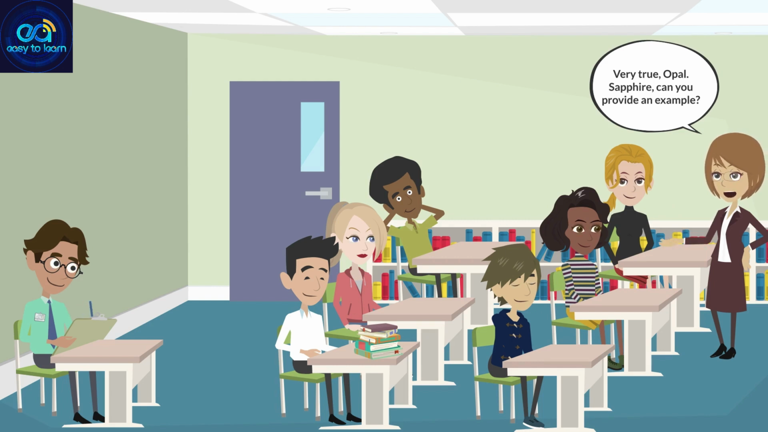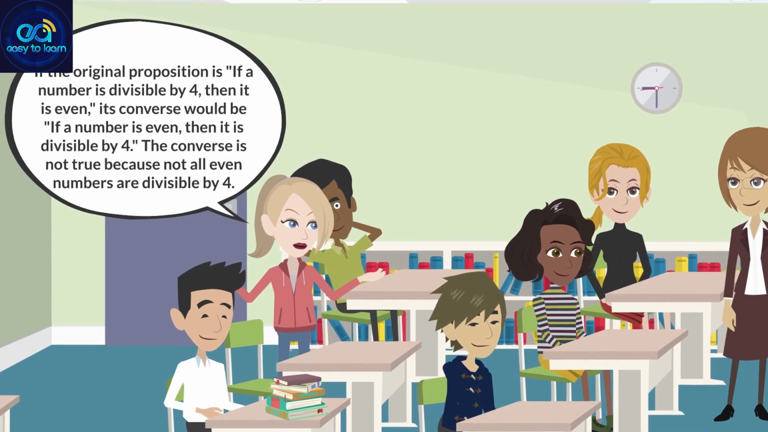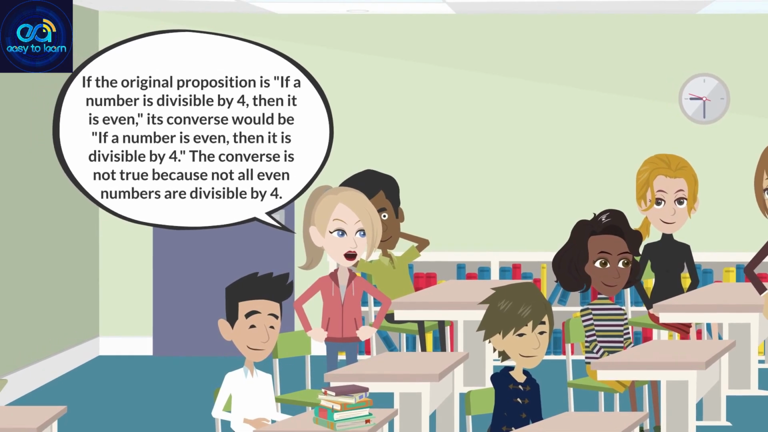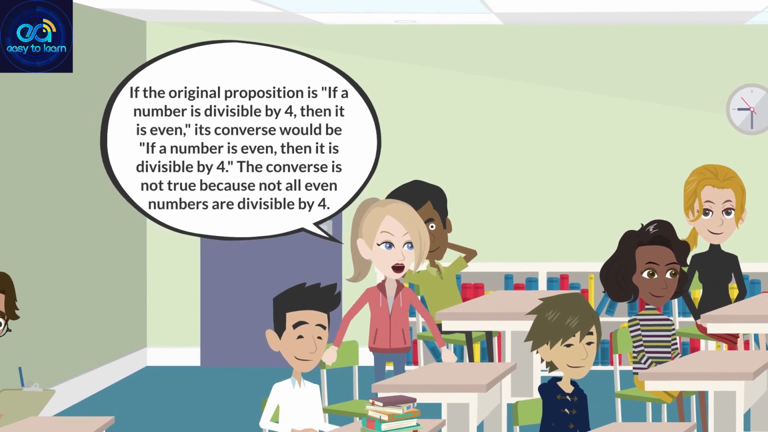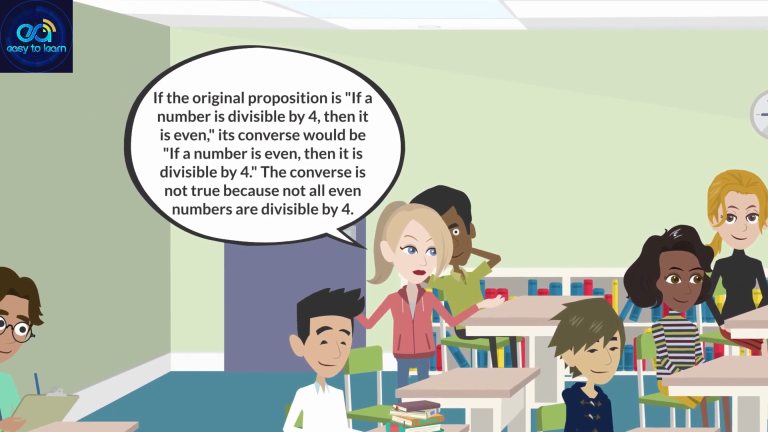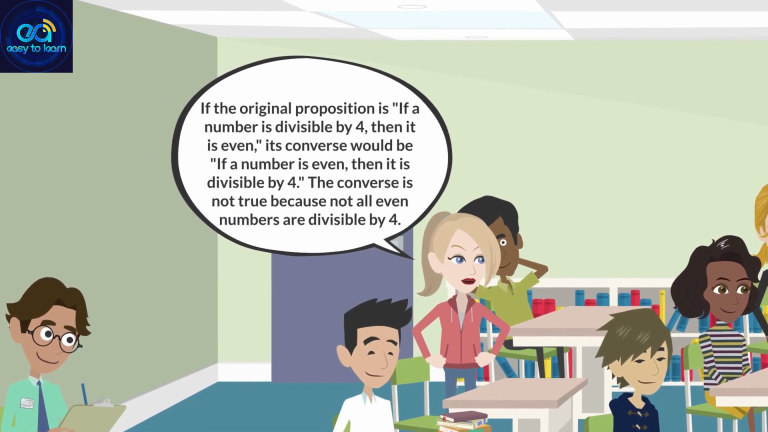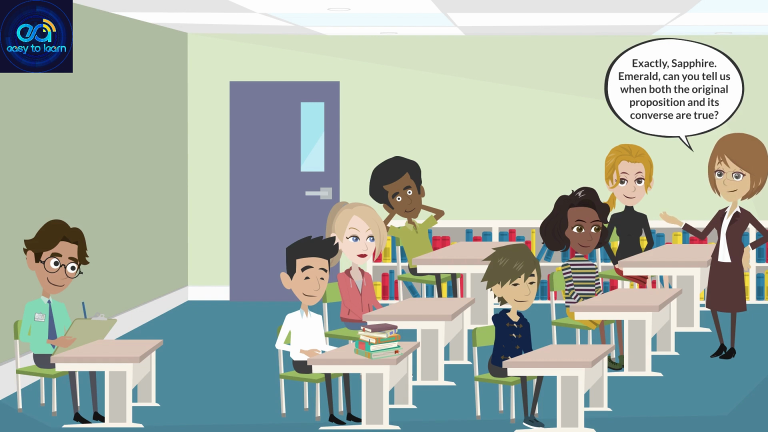Safir, can you provide an example? If the original proposition is if a number is divisible by 4, then it's even, its converse would be, if a number is even, then it's divisible by 4. The converse is not true because not all even numbers are divisible by 4. Exactly, Safir.